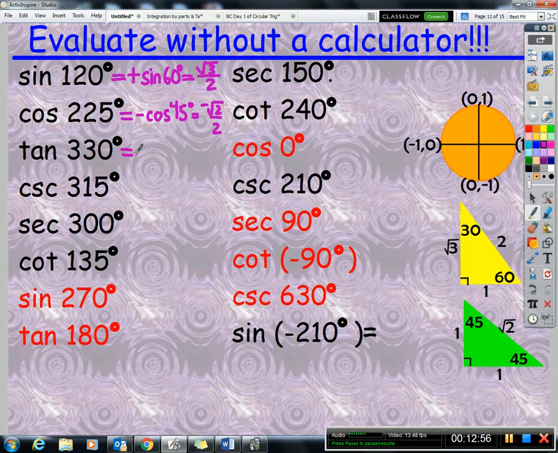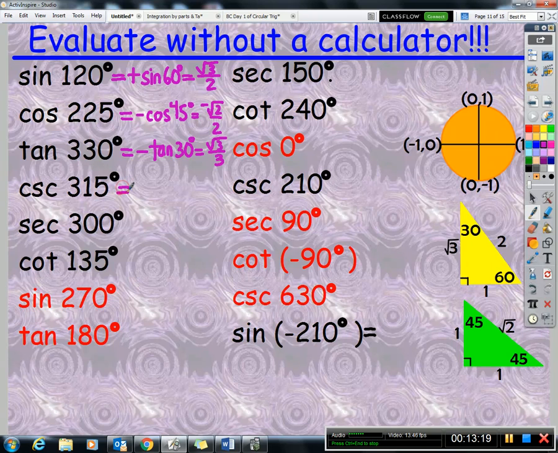Tangent 330, excuse me. Step 1. 330 is in the cosine quadrant. Tangent will be negative. The reference angle for 330 is 30. Step 3 is to use the yellow triangle. Tangent 30 is 1 over square root 3 equals square root 3 over 3.